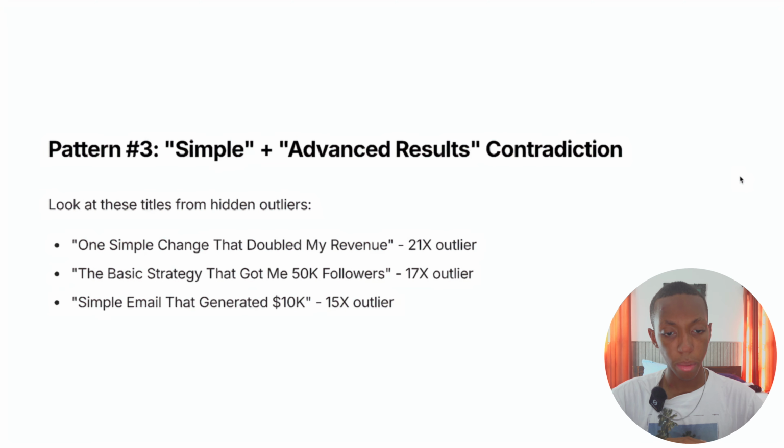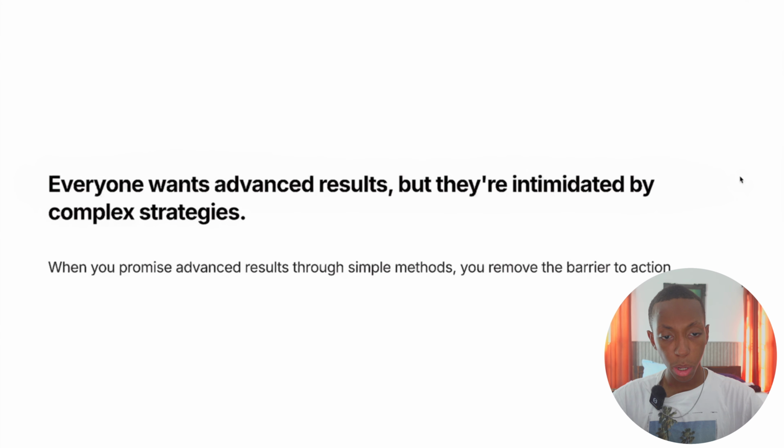So look at these titles from hidden outliers. You can see "one simple change that doubled my revenue," 21x outlier, "the basic strategy that got me 50K followers," 17x outlier, and "simple email that generated 10K," 15x outlier. Everybody wants advanced results, but they're intimidated by complex strategies. So when you promise advanced results through simple methods, you remove the barrier to action. It's like a no-brainer. Why wouldn't you watch this video, especially if you want results?